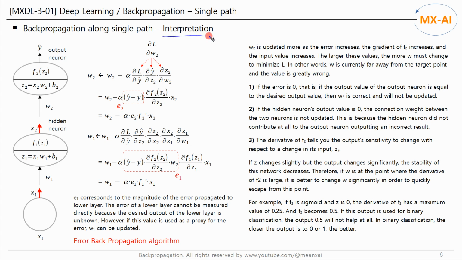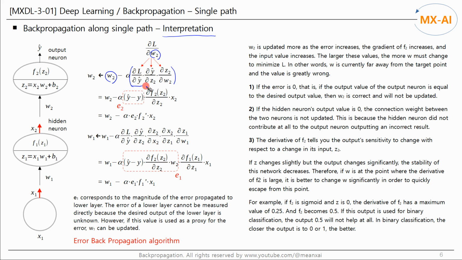Next, let's interpret the meaning of the backpropagation process in detail. The gradient of loss L is broken down into 3 parts by chain rule like this. A large gradient with respect to W2 means that W2 is far from the minimum point of loss L. This means that the W2 value is significantly wrong. So W2 needs to be updated a lot. This is what gradient descent means.